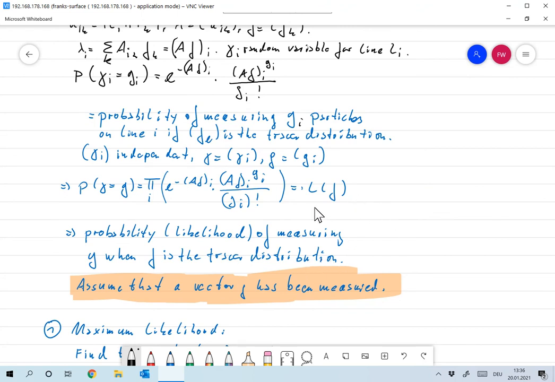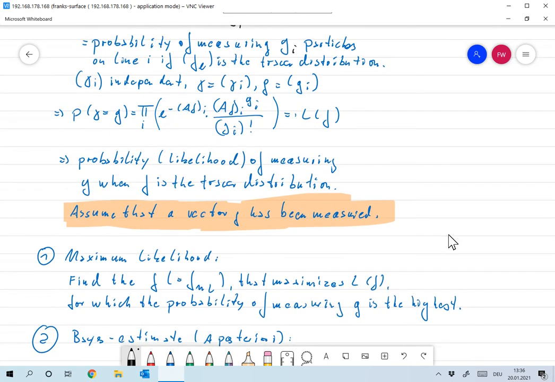Let's now assume that the device we have has measured some measurement vector g. Then the probability, or the likelihood, of actually measuring g when f is the true tracer distribution is given by this formula over here. And we look at this dependent on f, so we define this as L of f. Now assume that we've measured a vector g, and how does that help us in determining f? Well, if L of f is small for some f, then it's very unlikely that f is the true distribution. On the other hand, if L of f is very large, then the probability of measuring g would be very high, and then f is definitely a candidate for the true distribution.